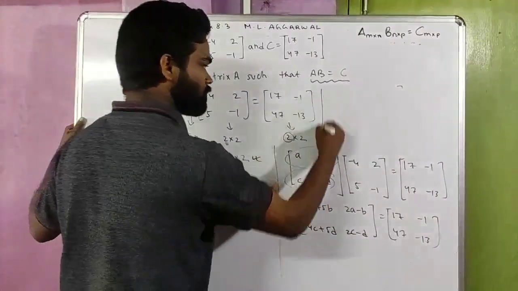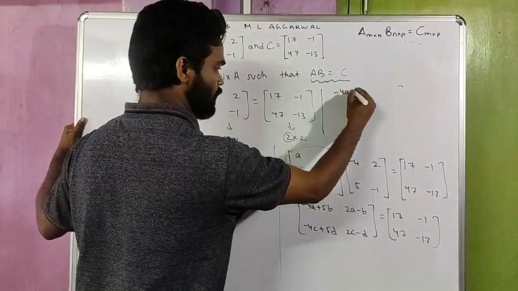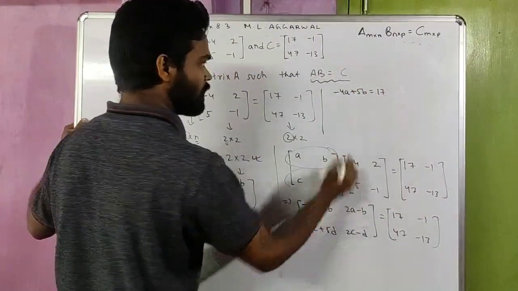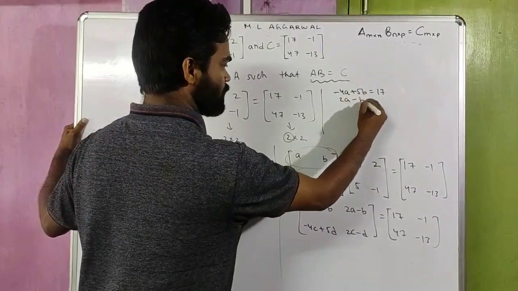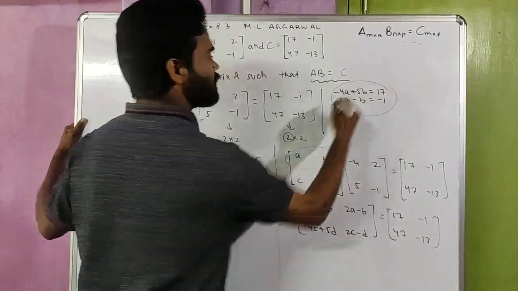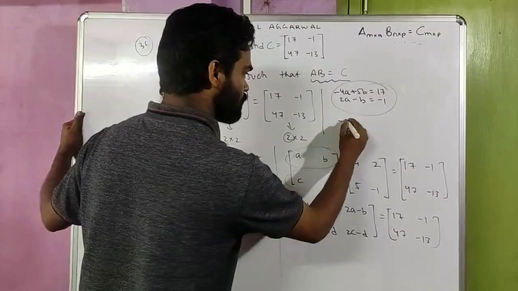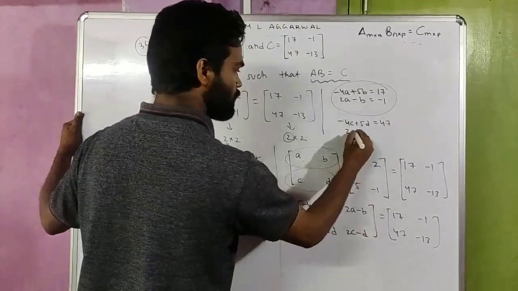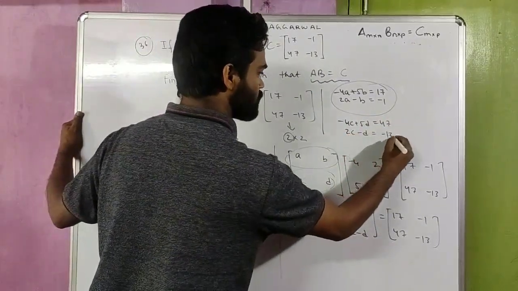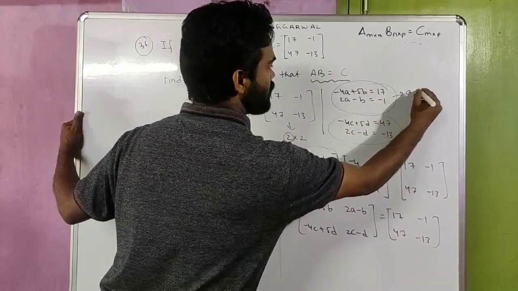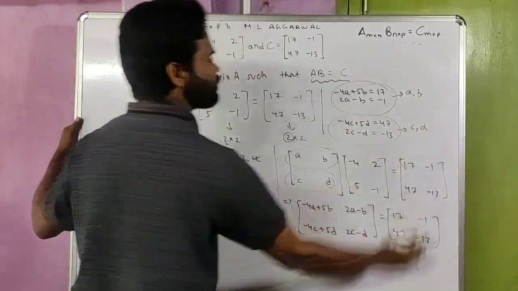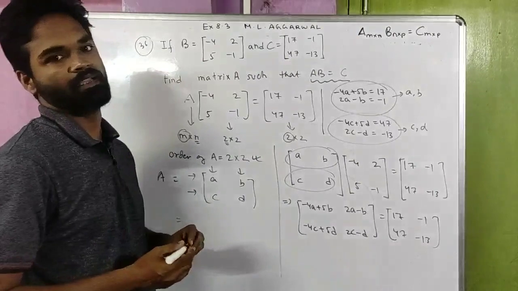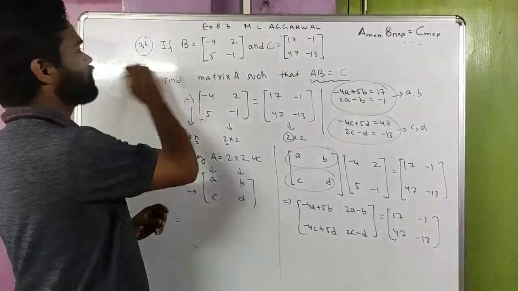We can equate. So we can say that minus 4A plus 5B equals 17. Similarly, 2A minus B equals minus 1. Solve these, you'll get A and B. Similarly, minus 4C plus 5D is 47 and 2C minus D is minus 13. So from here you can get A and B, from here you can get C and D by solving it. This is a simultaneous equation, and then put the value over here, you'll get A. Okay, so this was the last sum for the chapter.